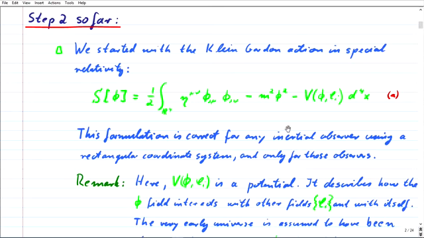This is the Klein-Gordon action as it is correct in special relativity. There's no curvature, and you choose your coordinate system to be rectangular for an inertial observer. So you see there are lots of strings attached to this action. It's correct if there's no curvature. If you are an inertial observer and you choose Cartesian coordinates, then that's the action here.